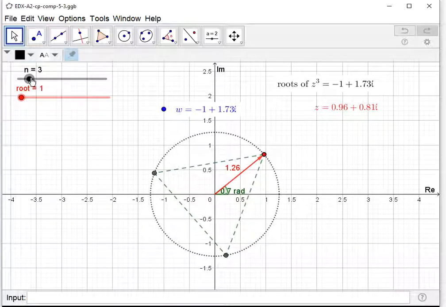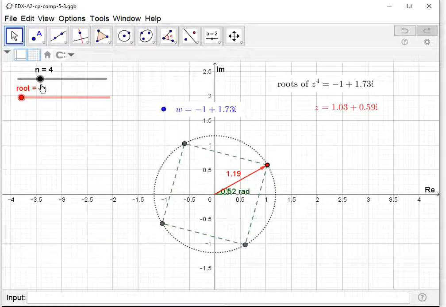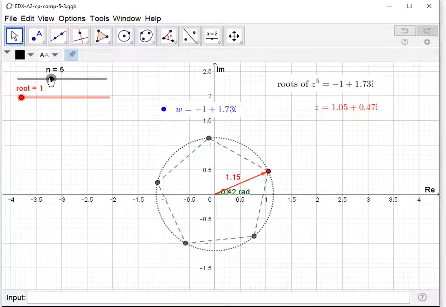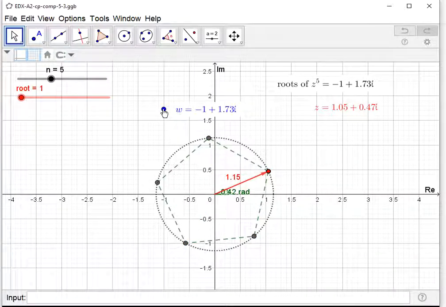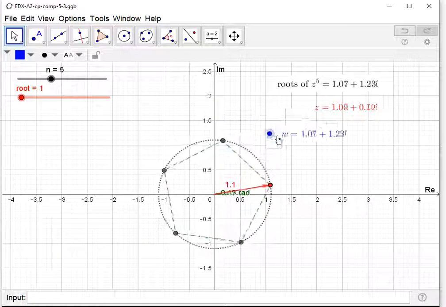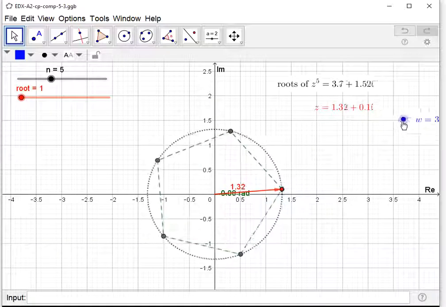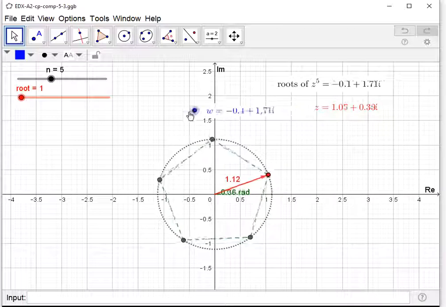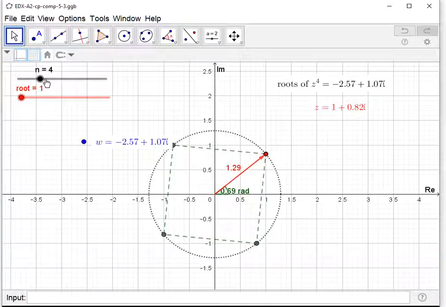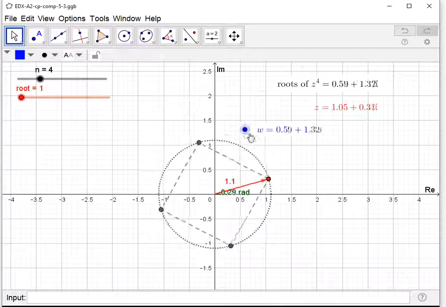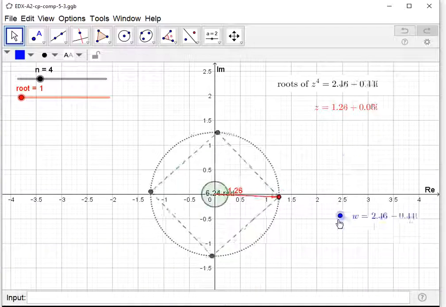If I now go to, for example, the 4th roots of w, we can see that they form a square. And if I go to the 5th roots of w, they form a regular pentagon. As I go through the different roots, there's the second root, the third root, the 4th root, the 5th root, and back to the first root. And look what happens when we move w around. When we move w, we can give it a bigger modulus, and we can see all 5 of the 5th roots on our diagram. If we go to the fourth roots of w, again we can see what happens as we move w around.